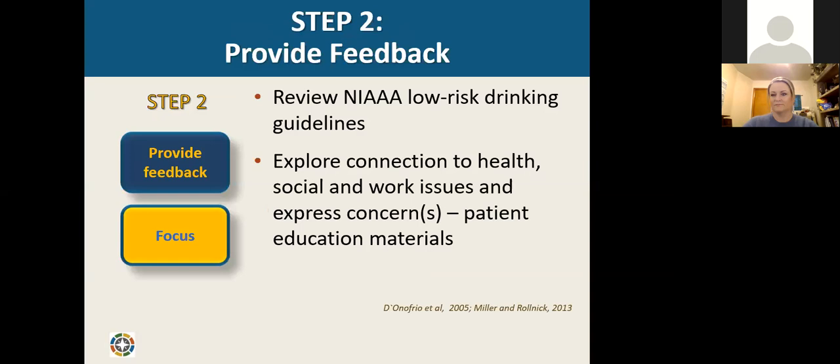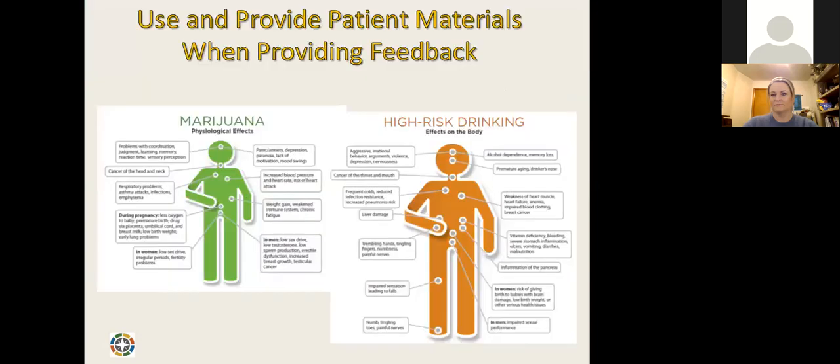Step 2, in providing feedback. Again, there are low risk guidelines out there. We talked about those the last couple of webinars. We're not going to go deep into that today, but definitely some consistency in the standards so that we can have a conversation about what low risk drinking is. Again, we explore that connection to health, and then talk about the concerns that the patient or the participant or client has, using some education materials and really focusing that conversation.